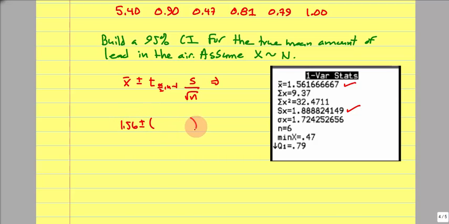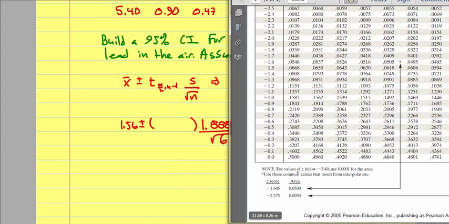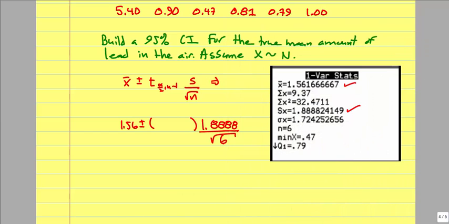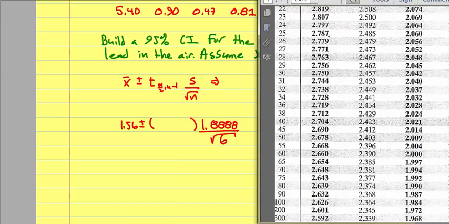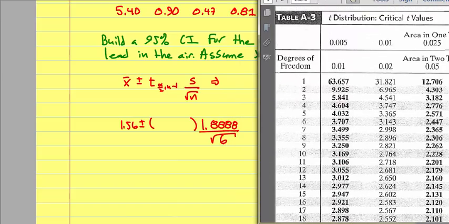Plus or minus the t, which we'll look up in a moment. s, let's go with 1.8888 over the square root of, and my sample size is 6, so this would be a 6. Let's go ahead and find my t value. Now for a 95% confidence interval, that means that for my t distribution, oops, this is my normal distribution. Let's find my t distribution. For a 95% confidence interval, that means I have 5% in total in the two tails.